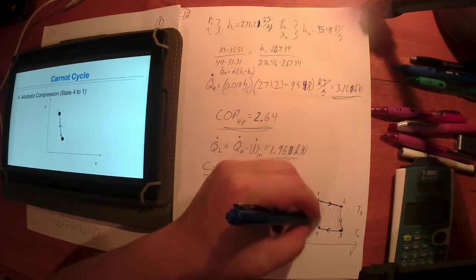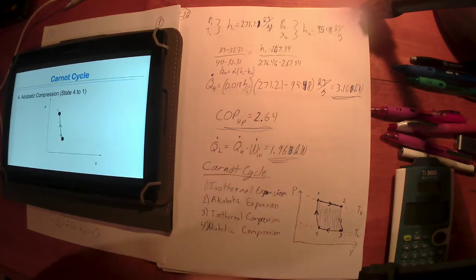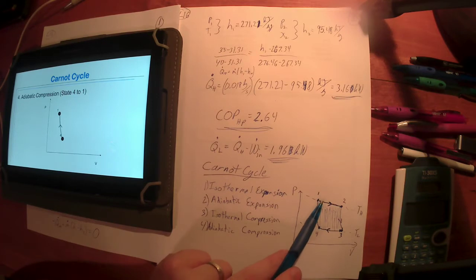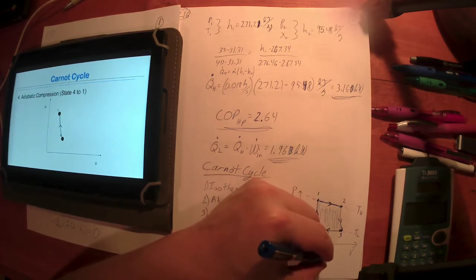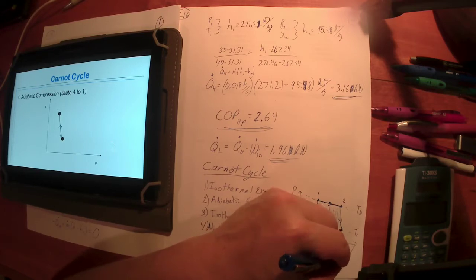And again, I've got an area bound by those curves. So this plus this minus that gives me an area. And the area equals the net work out for the cycle.